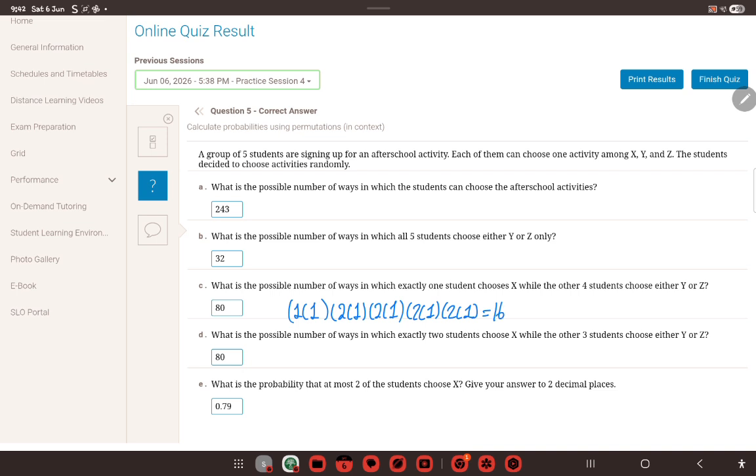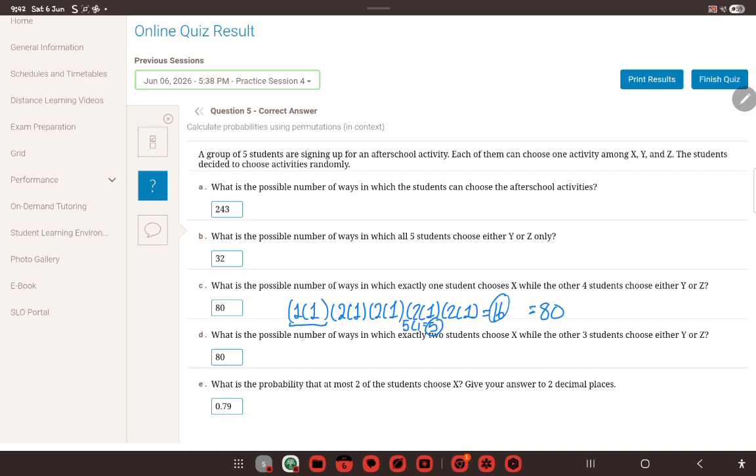And then, since this student that chooses 1 can be any of the 5 students, we can do 5C1, this 1 student, which is equal to 5. And then we multiply these two values. We do 16 times 5, which gets 80.